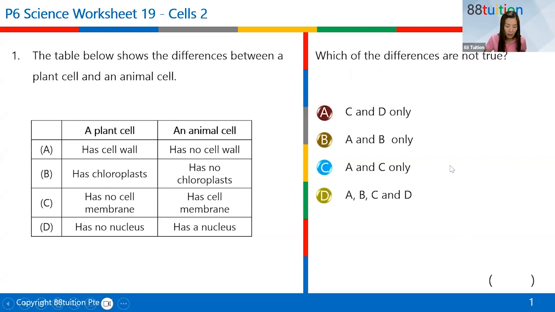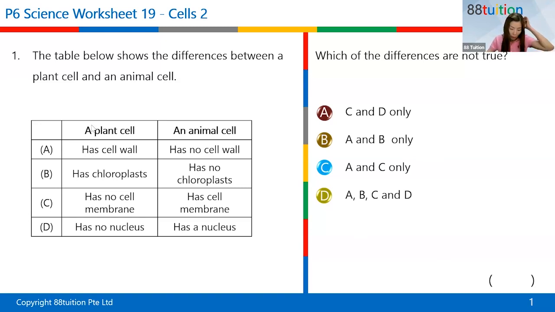Okay, so look at this question 1. The table below shows differences between a plant cell and an animal cell. If I were to take a look at your responses, everybody actually, except one, put down A as the answer. So let's see, which of the differences are not true? Most of you put down A, only one person did not. Right, Ian also put A, right?